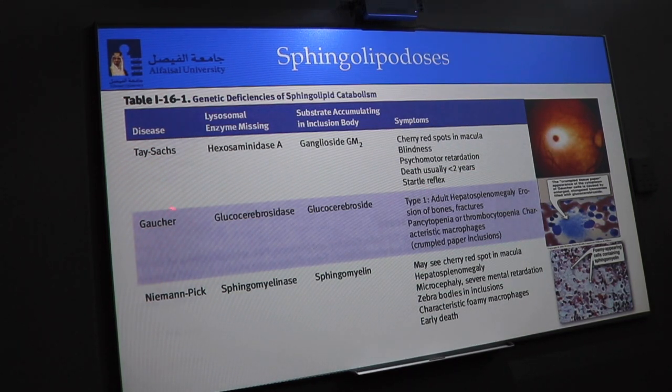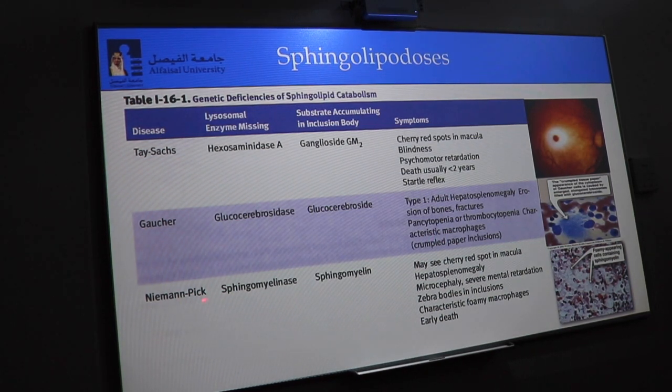Another disease is called Gaucher disease. It is caused by accumulation of glucocerebroside due to deficiency in the glucocerebrosidase enzyme. So here you have problem in the organ. There is hepatomegaly, splenomegaly, and problem in the count of the cells.